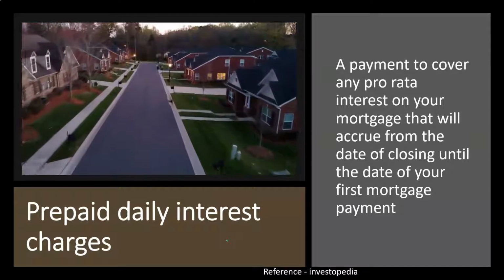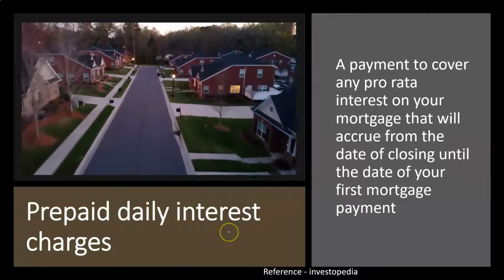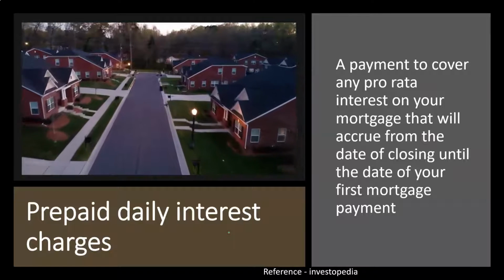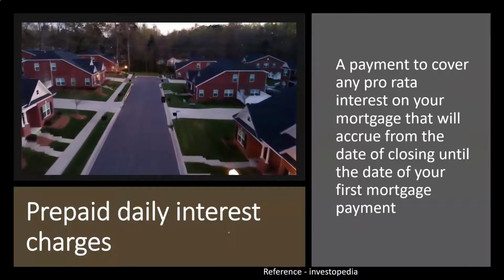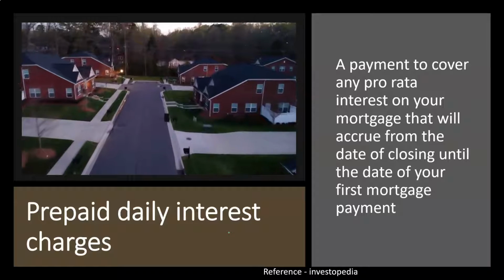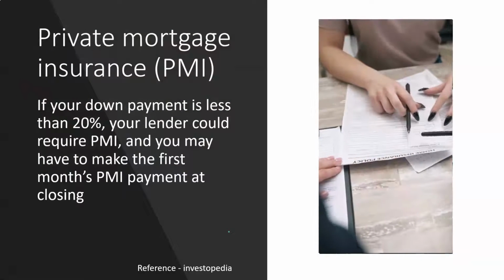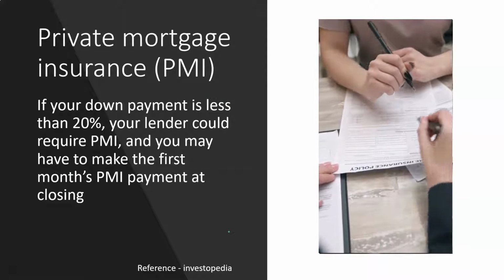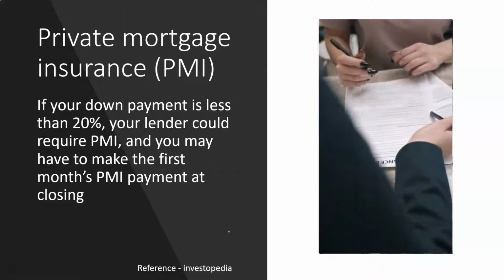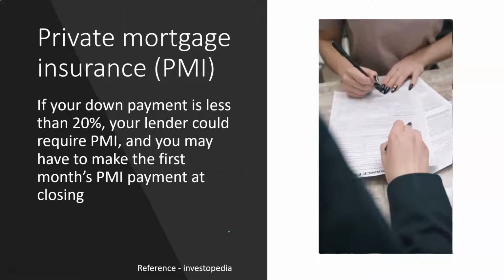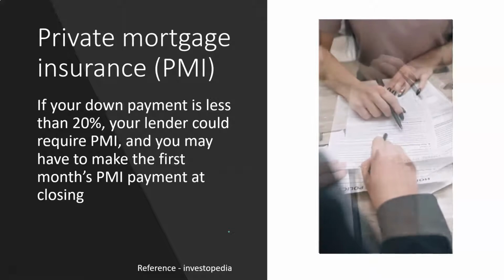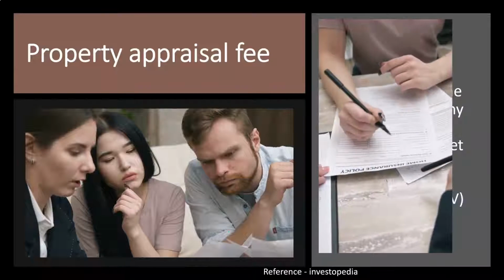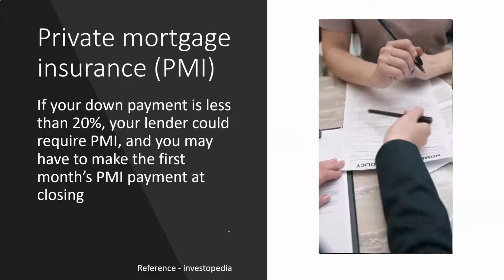Prepaid daily interest charges: a payment to cover any pro rata interest on your mortgage that will accrue from the date of closing until the date of your first mortgage payment. So that accrual period could be a fee here. Then private mortgage insurance or PMI: if your down payment is less than 20%, your lender could require PMI, and you may have to make the first month's PMI payment at closing. So that will be dependent on your circumstances there to see if you have the private mortgage insurance.